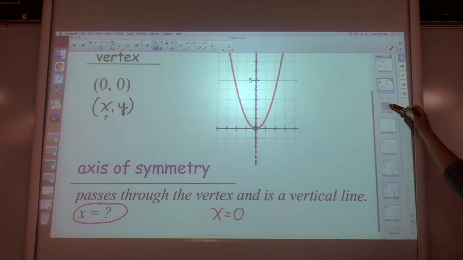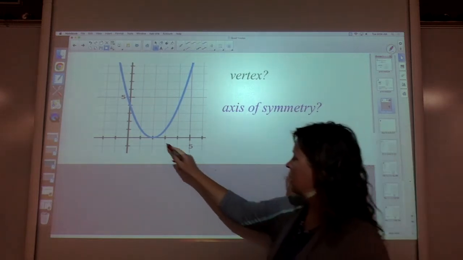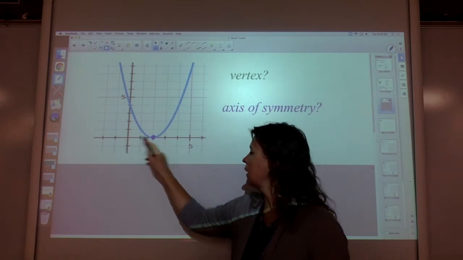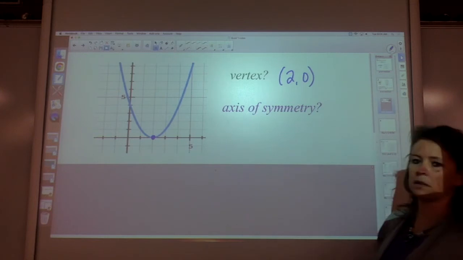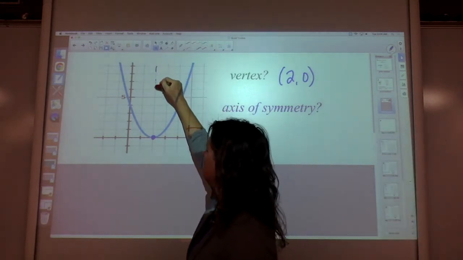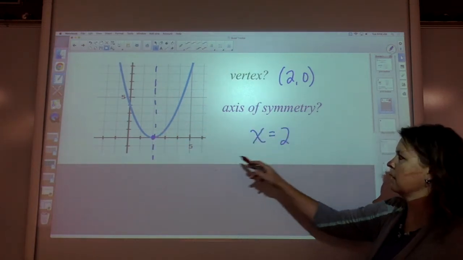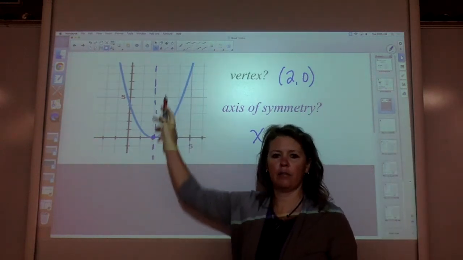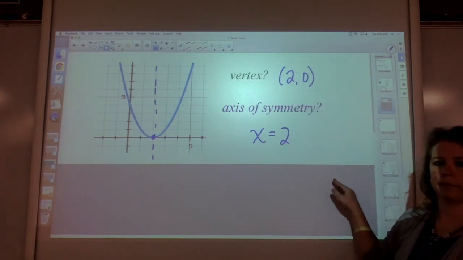So let's just practice a couple of those. What if you were given a graph like this? It asked for the vertex and it asked for the axis of symmetry. The vertex you would find as the point that changed directions, count it over on your graph, 2 spaces to the right, but 0 spaces up. Axis of symmetry, you can draw it if you'd like to. You don't have to unless they ask you to. The axis of symmetry is x equals 2. All the values on that vertical line are 2, and the vertex x-coordinate will match.